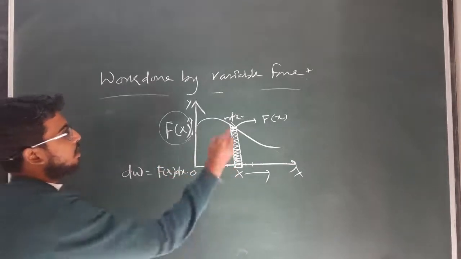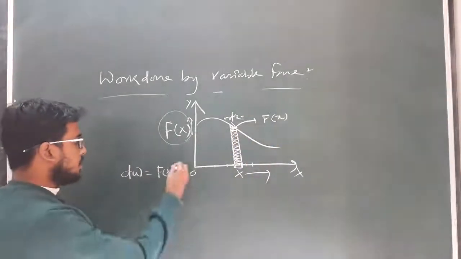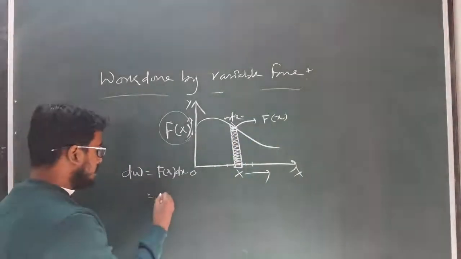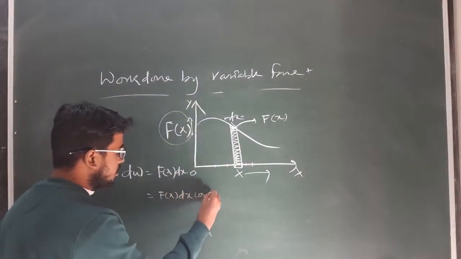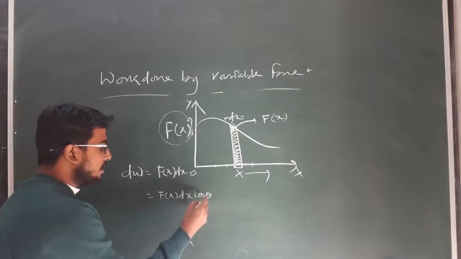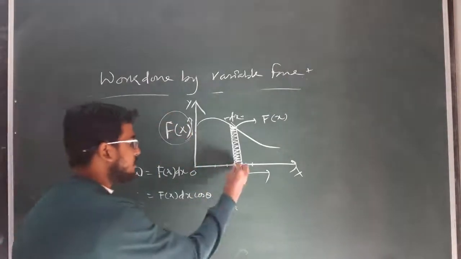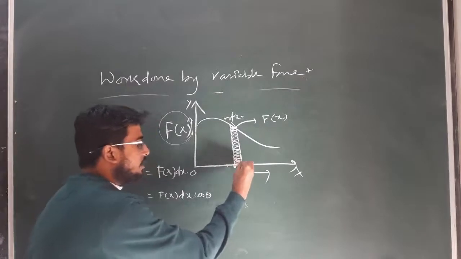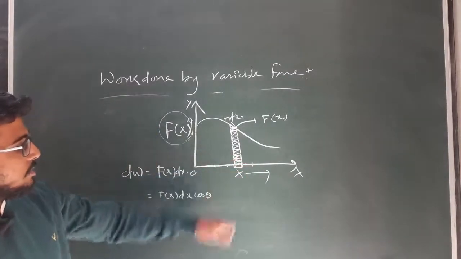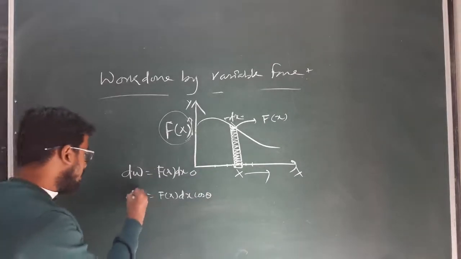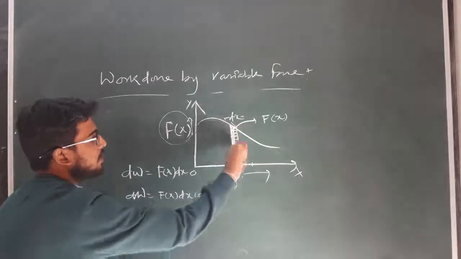Clear? Let the applied force and the displacement be in the same direction, otherwise we can write it as f of x dx cos theta, where theta is the angle between the direction of applied force and the direction of displacement dx. So this is the value of dW for this small portion of displacement dx.